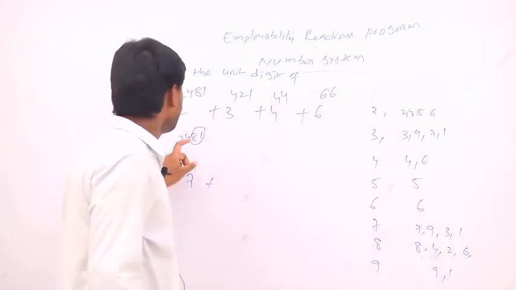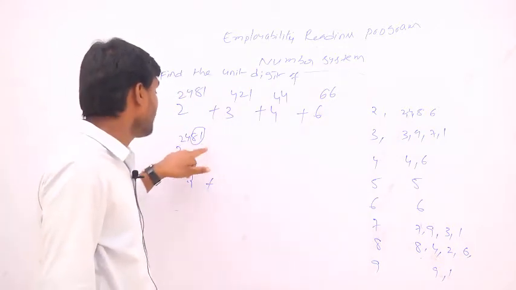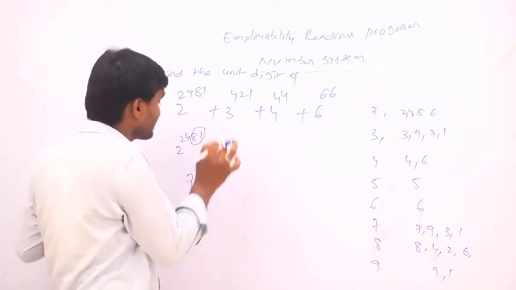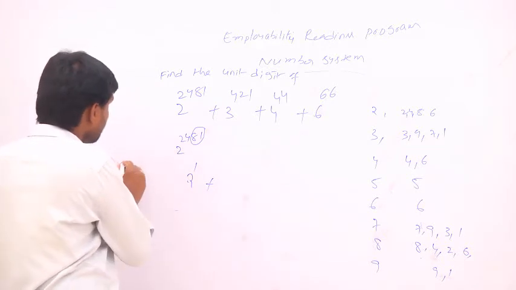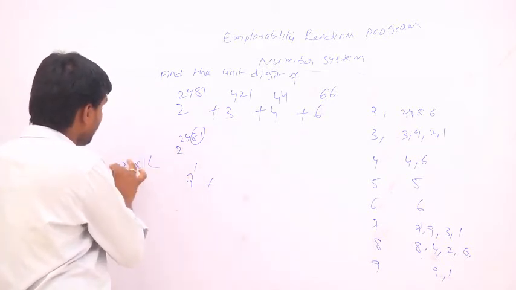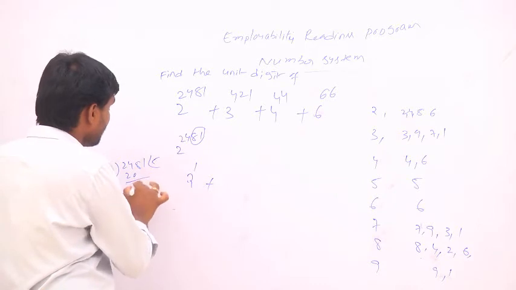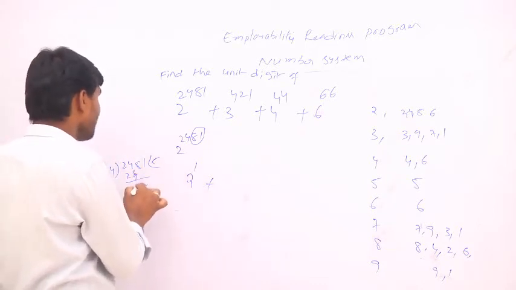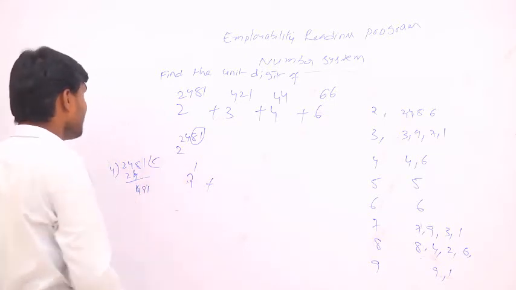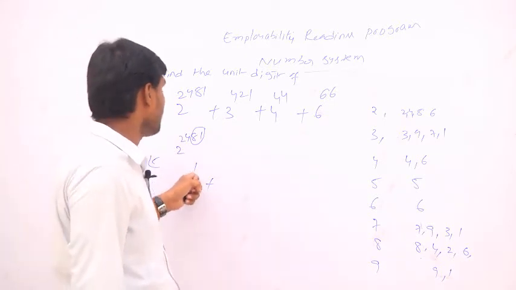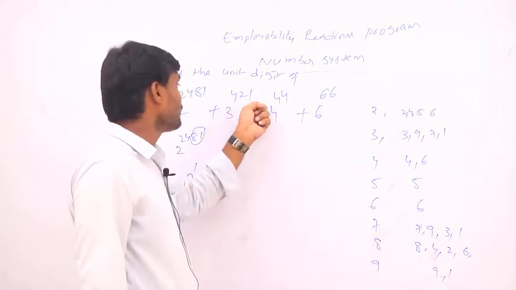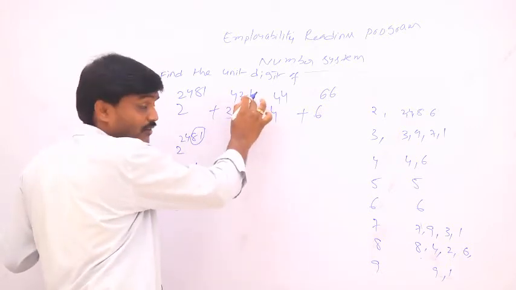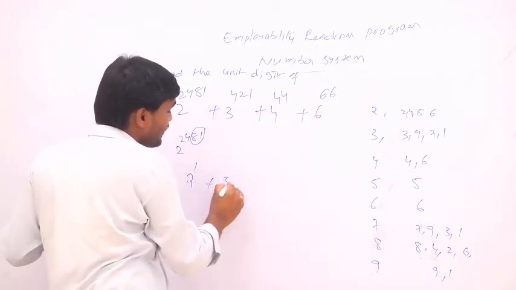So for 2 power 2481, to find the unit digit we take the power value 2481 and divide it by 4. 4 5s are 20, 4 6s are 24, so the remainder is 1. That's why 2 power 1 is 2. Then 421 divided by 4 has remainder 1, so 3 power 1 is 3.